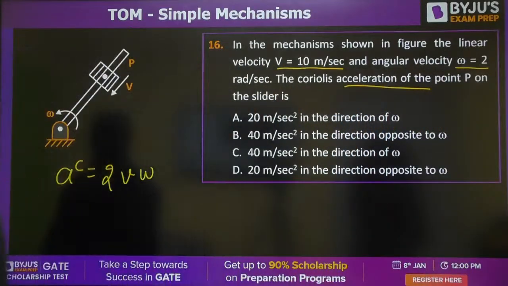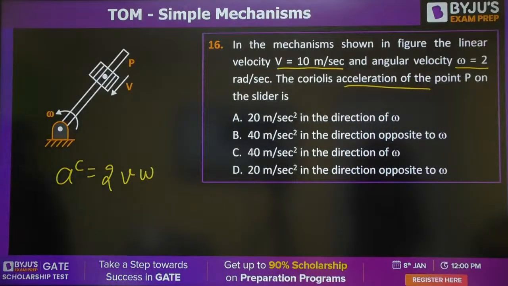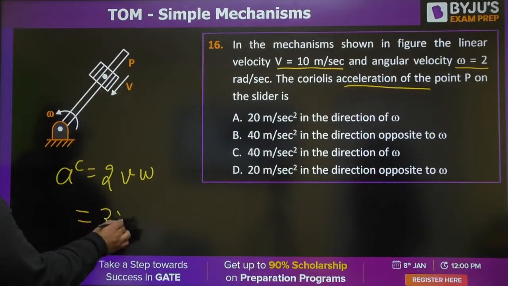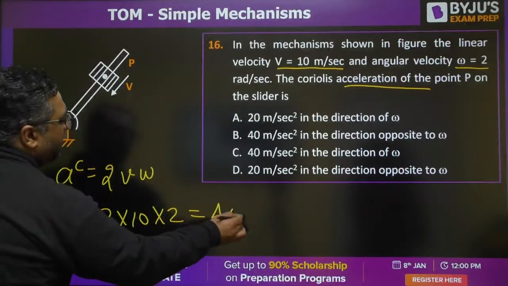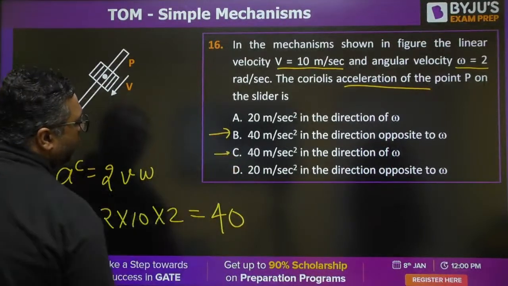Ajay B, Teju B, Faisal B, Jobin B, Kiran C, Ajay B, Shreyas and Manas B. So you would be having 2 into velocity is 10, omega is also 2. Answer is 40. First of all, either B or C is the answer.